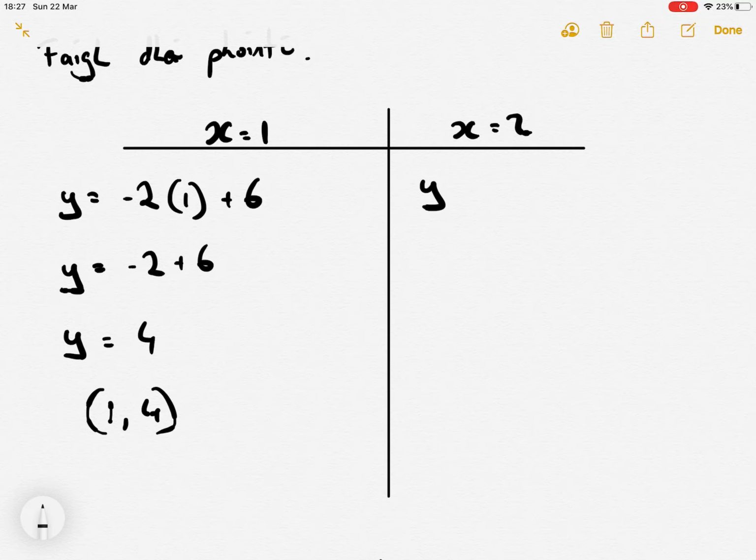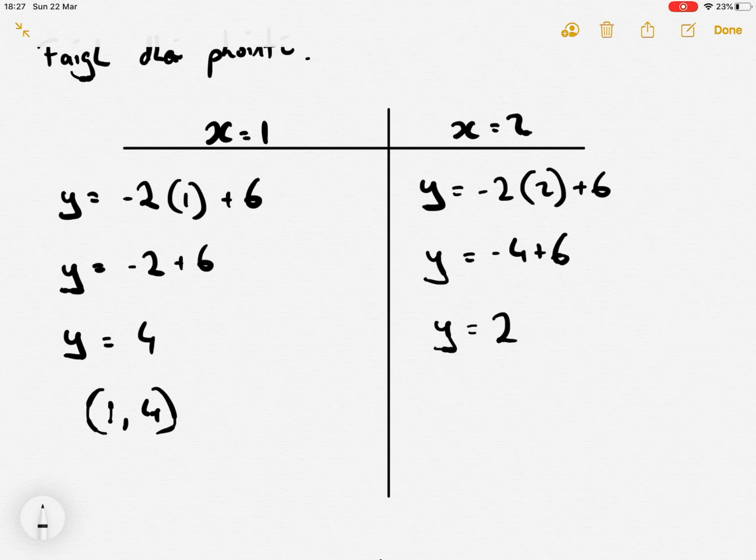Going to do it again here for x equals 2. So it'll be minus 2 times 2 plus 6. y is equal to minus 4 plus 6. So y is equal to 2 this time.